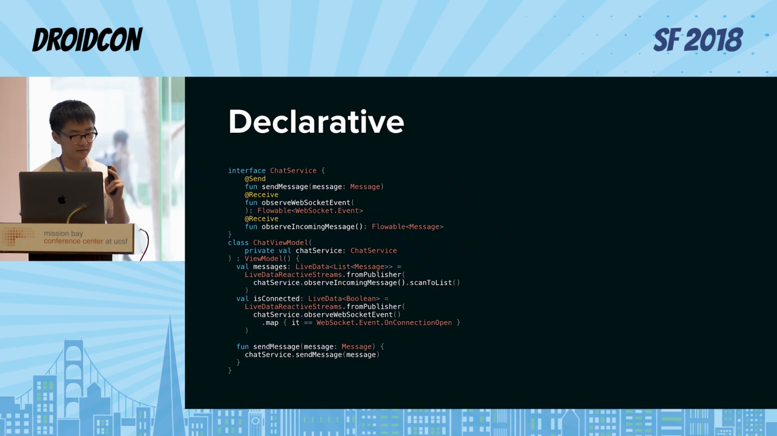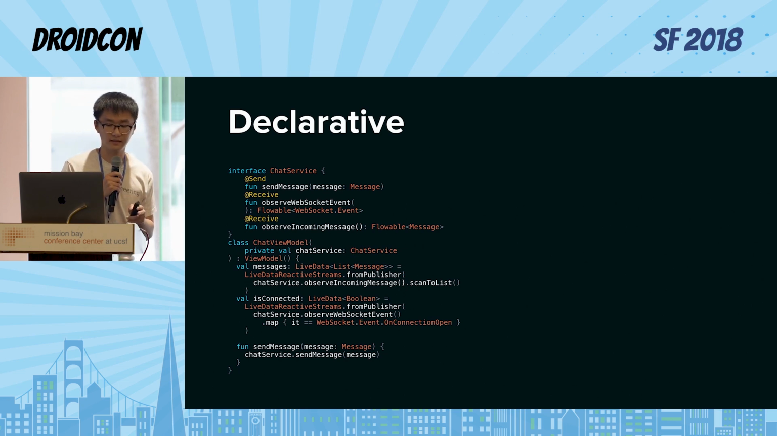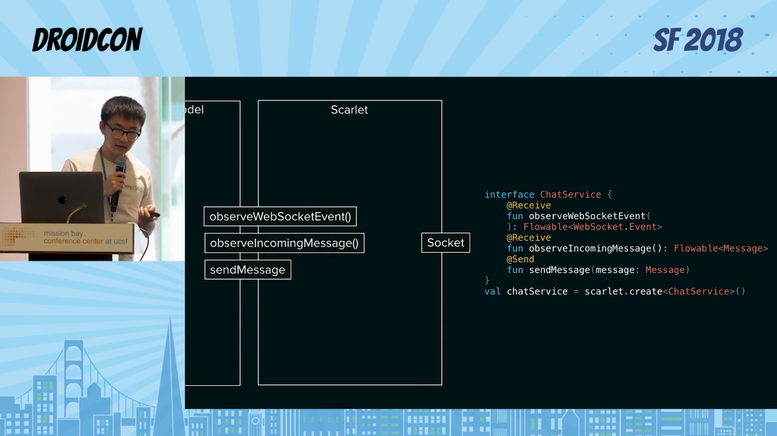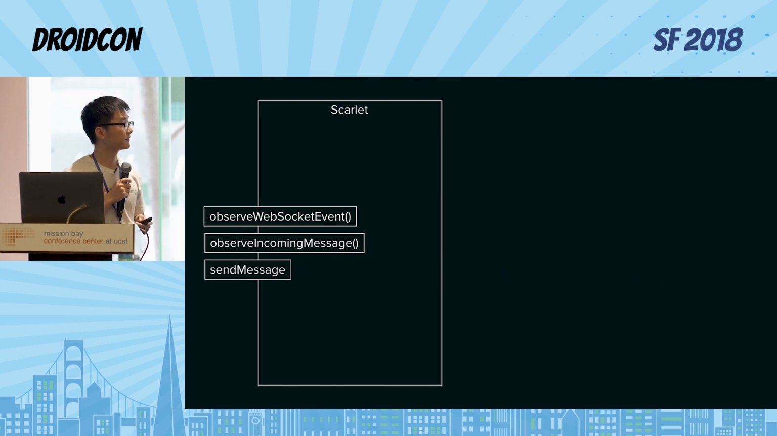Just to recap, we declare three methods on the interface, and we use Scarlet to generate an implementation. Then we created a view model in just 10 lines of code. Besides being declarative, Scarlet is also modular, meaning that it consists of modular components that can be changed independently. To see how modular Scarlet is, let's dive into its implementation.